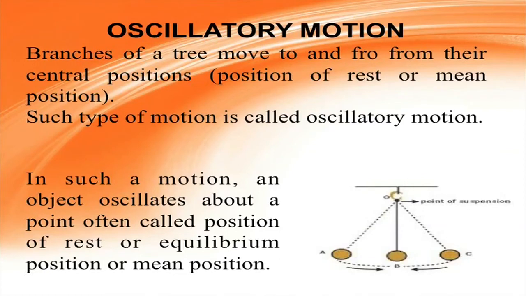Let us discuss the oscillatory motion. Have you ever noticed the motion of the branches of a tree? They move to and fro from their central position, the position of rest or mean position. Such type of motion is called oscillatory motion. In such a motion, an object oscillates about a point often called position of rest or equilibrium position or mean position. Can you think of other cases of similar motion in your surroundings?